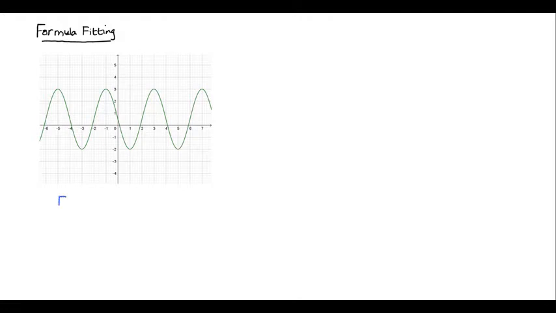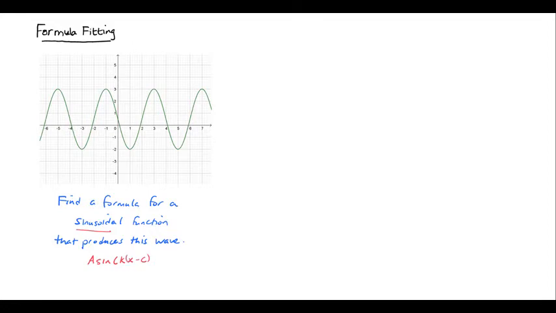We're going to find a formula for a sinusoidal function that produces this wave. All right, what does sinusoidal mean? Well, sinusoidal just means any function of the form a sine of kx minus c plus b, or a cosine of kx minus c plus b, where a and b and c and k are all real numbers. Those are sinusoidal functions.